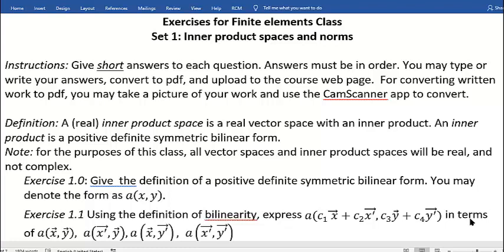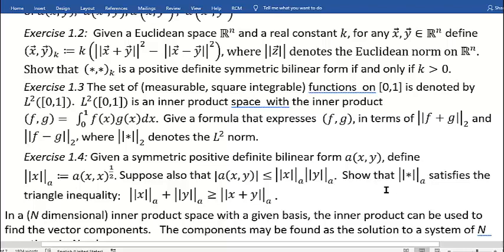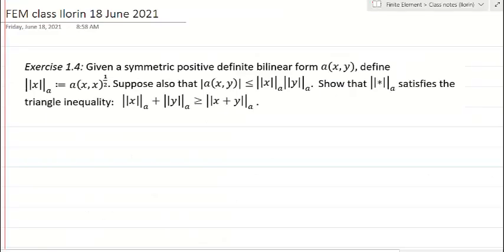Good day. In this video I would like to introduce some of the exercises from exercise set 1. These exercises relate to inner product spaces and norms. I'm going to start with exercise 1.4, which I have copied here.